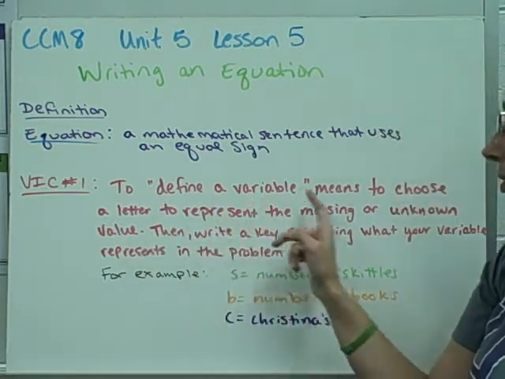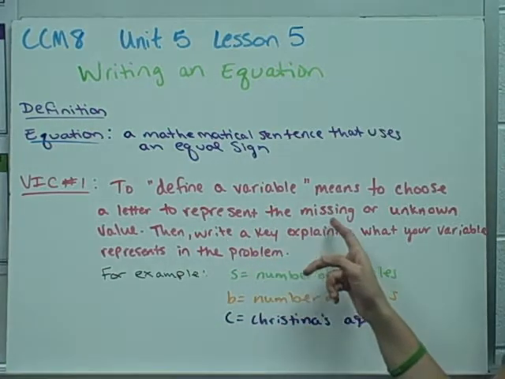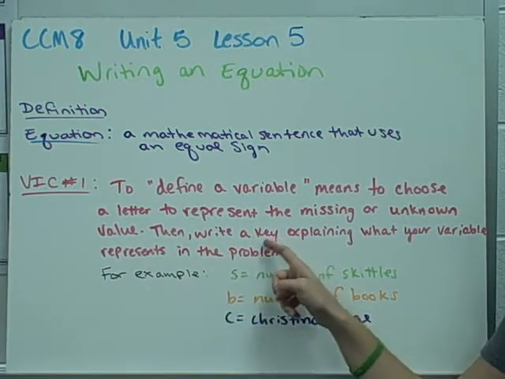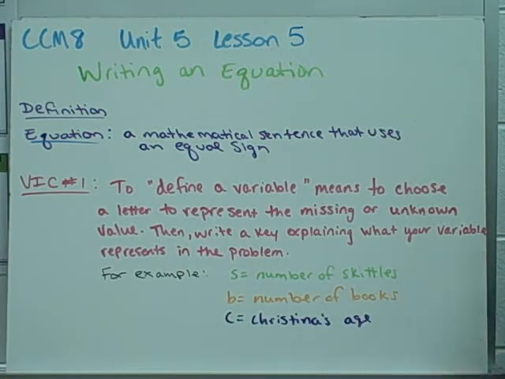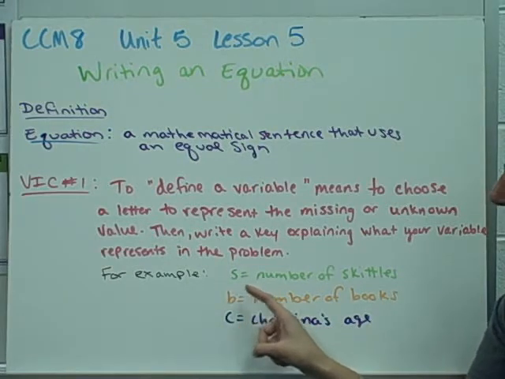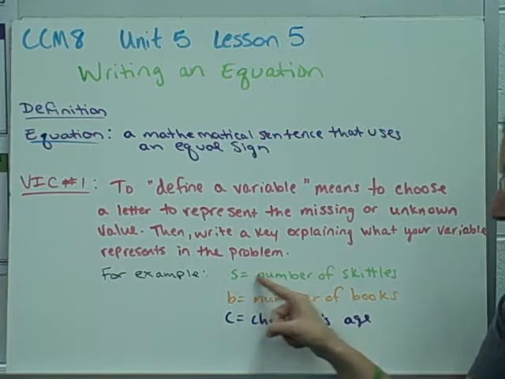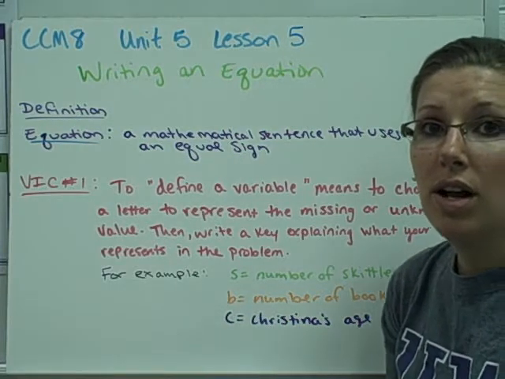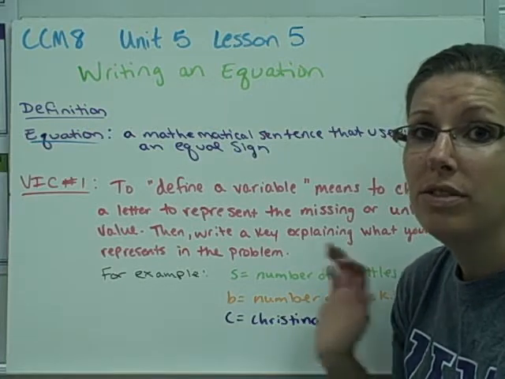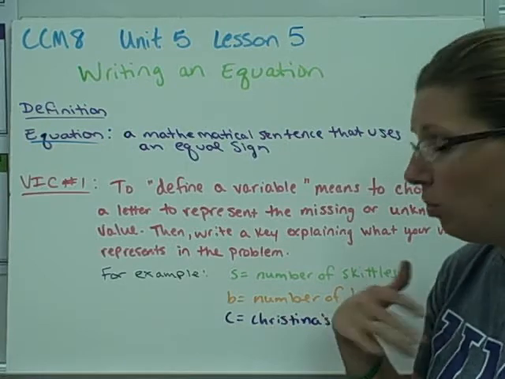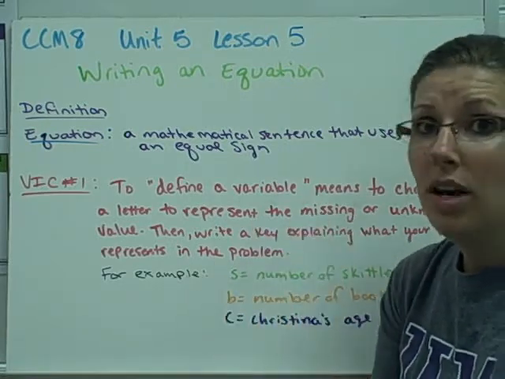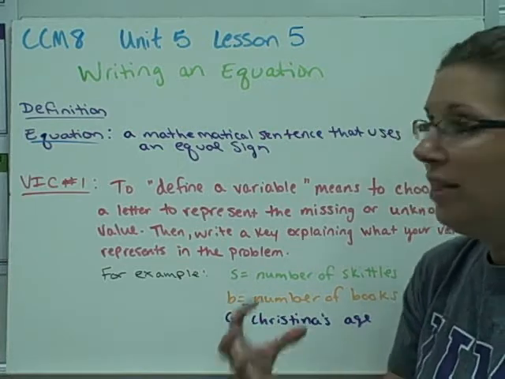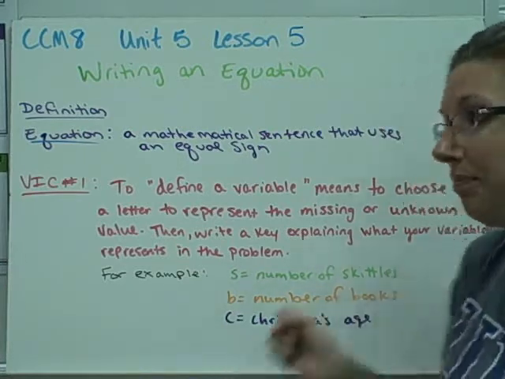To define a variable means to choose a letter that represents the missing or unknown value. Then write a key explaining what your variable represents in the problem. For example, if I choose the letter S, I'm saying that S in my problem equals or represents the number of Skittles. Or I could say B equals the number of books, C equals Christina's age. So before we even start writing an equation from a word problem, we need to define our variable so that we are telling the reader of our problem, or we're telling ourselves, what that variable represents in the problem.